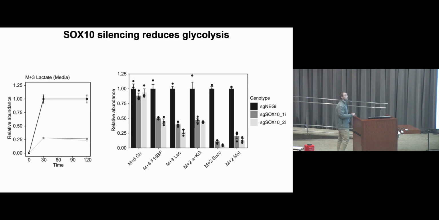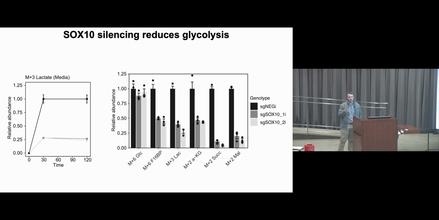We can do stable isotope tracing, so we can feed cells with C13 glucose. This is slightly heavy. It's stable isotope, not actually radioactive glucose. And we can measure what the cells do with that glucose. And so here you can see that if you suppress SOX10, you have less lactate production.